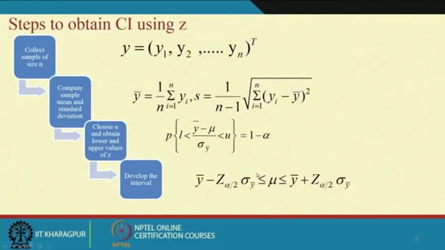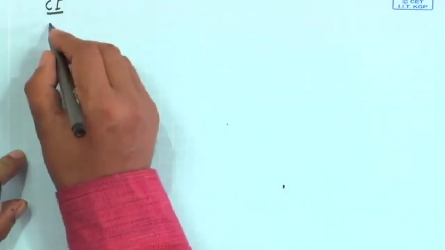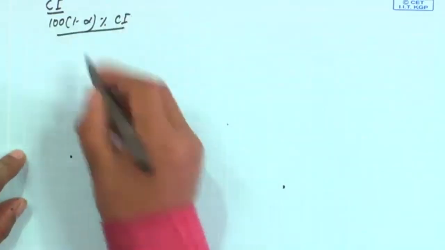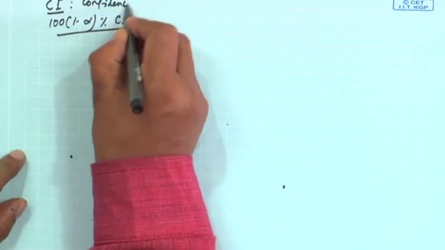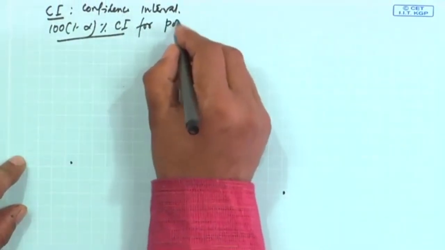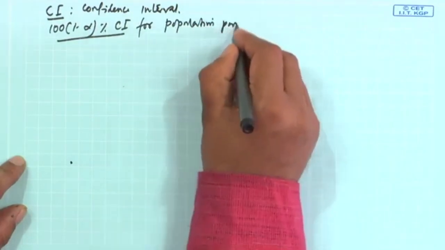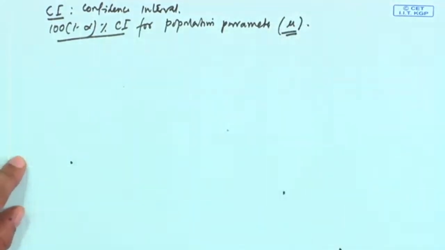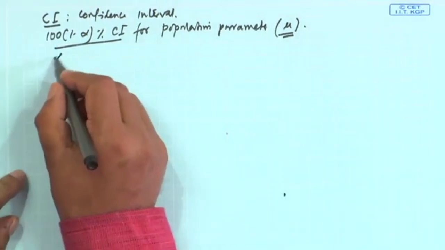Okay. Now, I will give you the steps. So, how to obtain a confidence interval? Okay. So, confidence interval CI, we will rather prefer to write as 100 into 1 minus alpha percent CI. This confidence interval CI means confidence interval, for whom? Confidence interval for a population parameter. Here we are using the mean, population parameter mu.